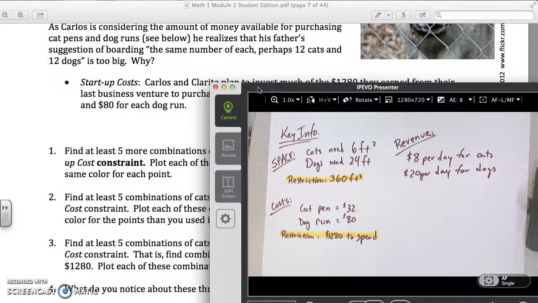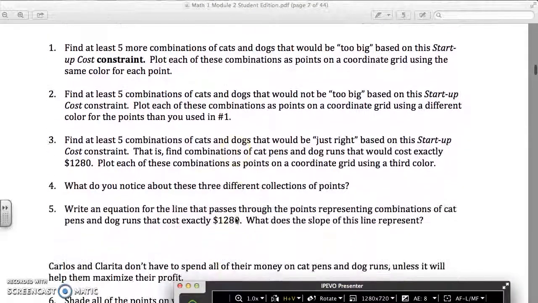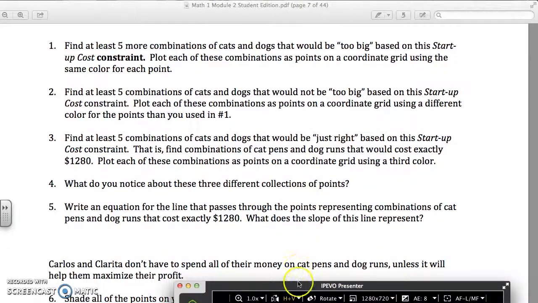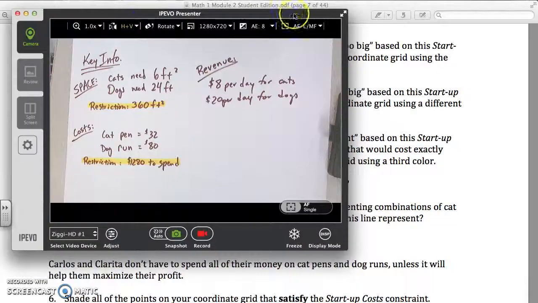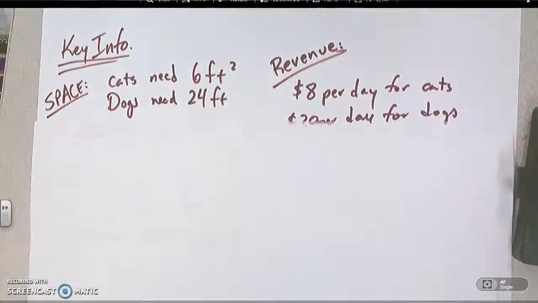Some of the questions you answered yesterday, depending on how thoroughly you answered your questions for 2.1, you may have already answered some stuff from 2.2. Okay. So 5 or more combinations of dogs and cats would be too big. Okay, so let's get our scratch paper out over here. And 5 combinations. Let's see. Okay, so here's my scratch paper. I'm going to cover up this information, but I'm keeping it handy in case we need it.